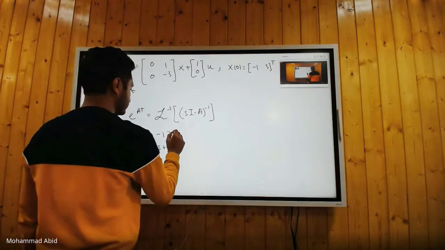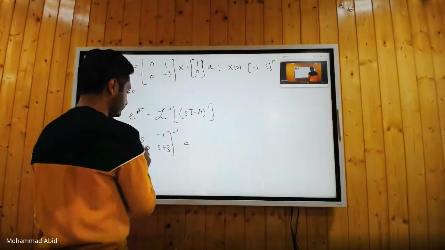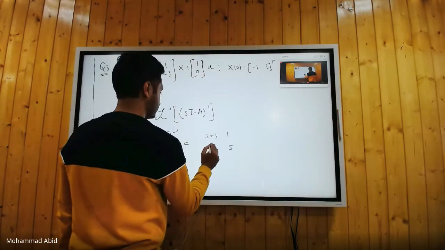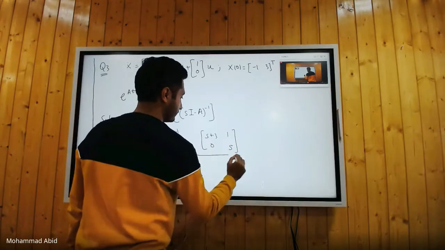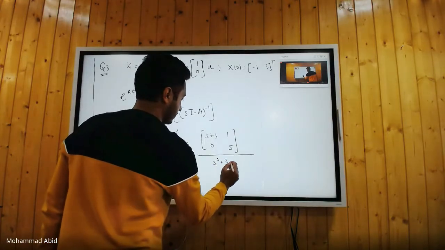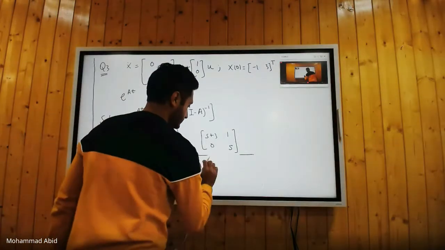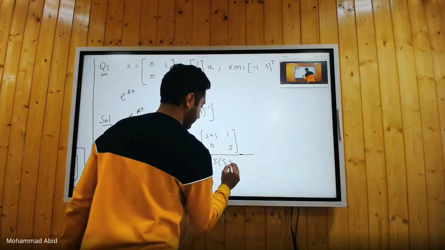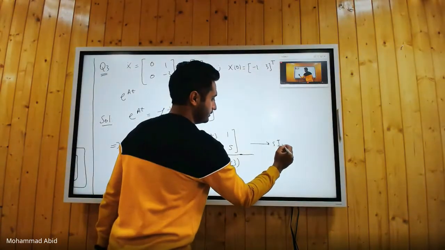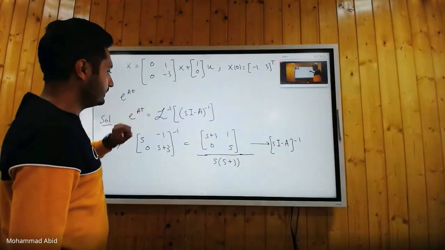And now I have to find its inverse. Again, for the inverse you have to find the adjoint: s plus 3, s, 1, 0, divided by the determinant. This is s squared plus 3s, or let me write it as s into s plus 3. So this is your sI minus A inverse matrix. I have evaluated it. Now I have to apply the Laplace inverse of this whole thing.